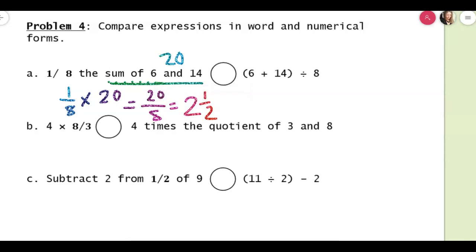Okay, so now let's look at this one. 6 plus 14, that's 20. And then let's divide that by 8. Wait, isn't that what I did over here? 20 divided by 8. Yep, that's going to be equal. Okay, let's look at the next one.